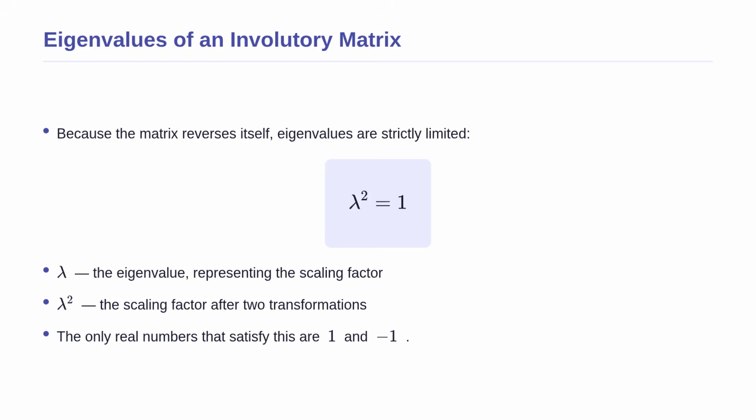Lambda squared represents the total scaling after the transformation is applied twice. Because applying it twice does nothing, the total scaling must be 1. The only real numbers in existence that square to 1 are positive 1 and negative 1. This means the matrix either leaves a direction alone or perfectly flips it backwards.